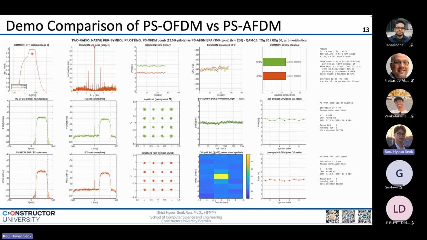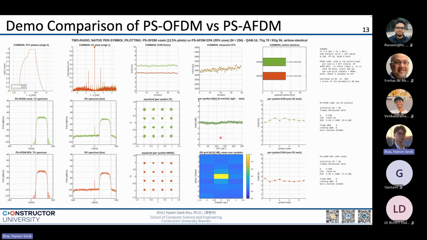Of course, note that the synchronization blocks between the two are common. So both OFDM and AFDM systems use the same Zadoff-Chu sequences in the STF and the two fine-tuning synchronization blocks. So those two are identical. And then we have the two spectrums. One is the OFDM in green, one is the AFDM in orange. Between the spectrums, you can see the equalized symbols, you can see the estimation of the OFDM channel. This is the estimation of the AFDM channel as a delayed Doppler grid.